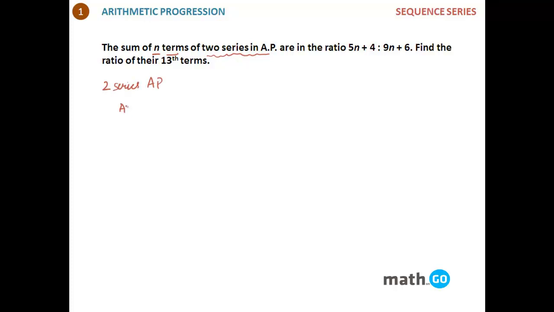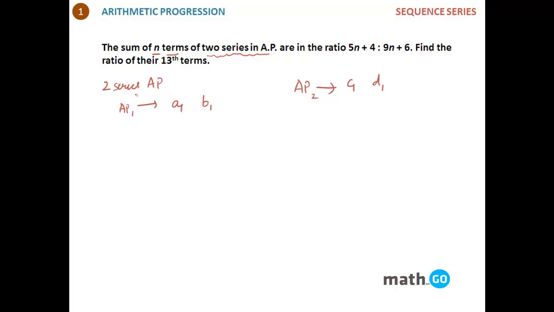So there is AP1. AP1 will have its first term as A1, and let's say the common difference as B1. There is another AP2 here. It would have its first term as C1 and its common difference as D1. So this is what has to be interpreted.